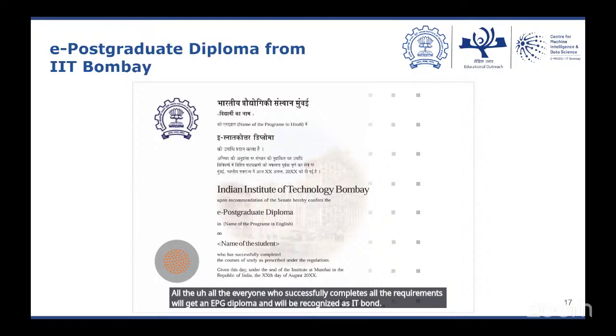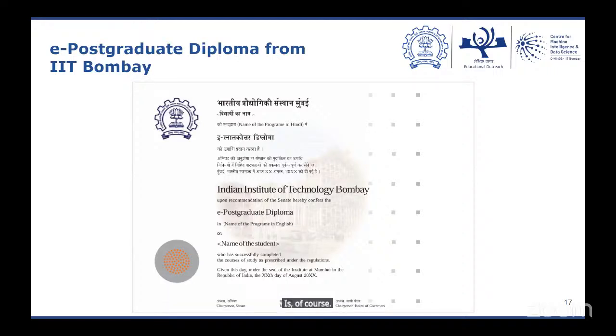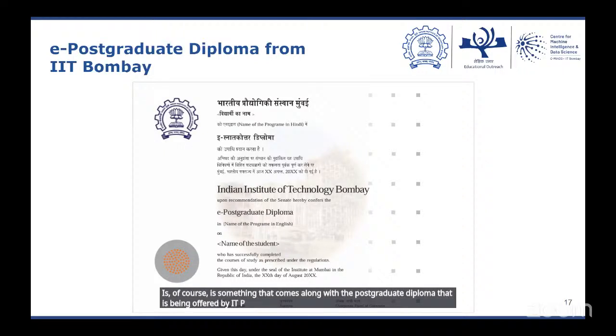That is something that comes along with the e-Postgraduate diploma that is being offered by IIT Bombay. So those are some of the things to know about as folks deliberate over this e-Postgraduate diploma.